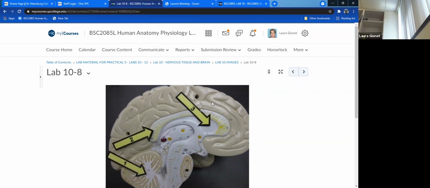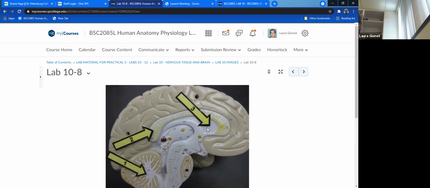Now we're looking at the cerebellum and the arbor vitae in the center. The cerebellum is this cauliflower-like structure at the posterior inferior aspect of the brain. All the crinkly part up there is cerebrum, but this structure here is the cerebellum, and the white portion in the center is the arbor vitae. Number 2 points to the corpus callosum, which allows interhemispheric communication from one hemisphere of the brain to another.